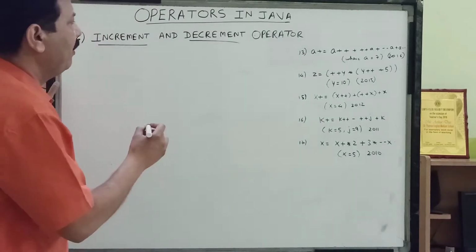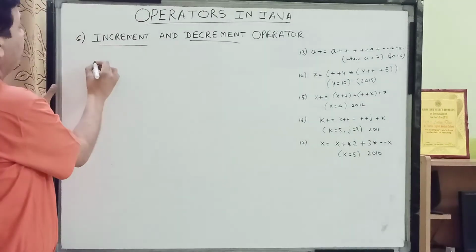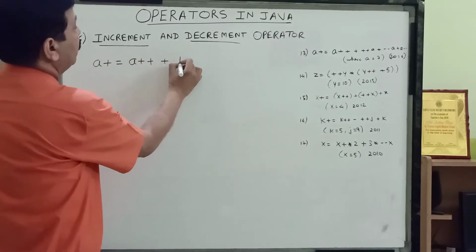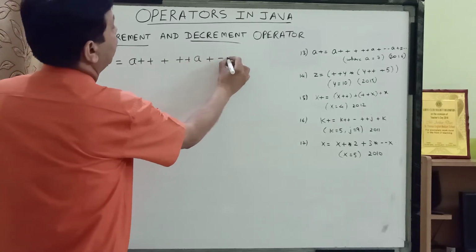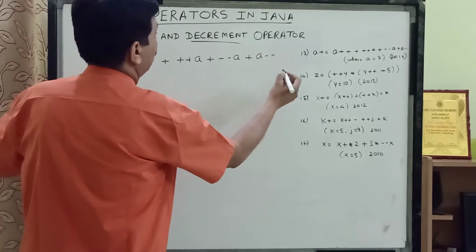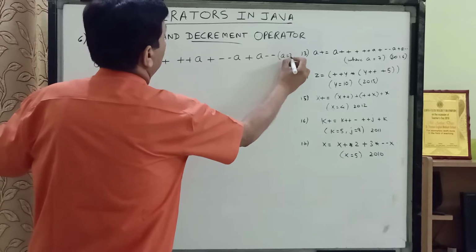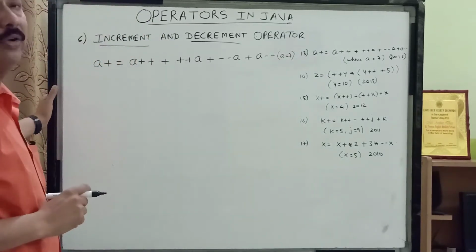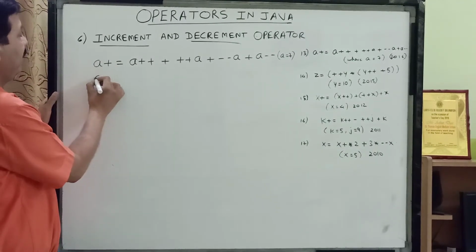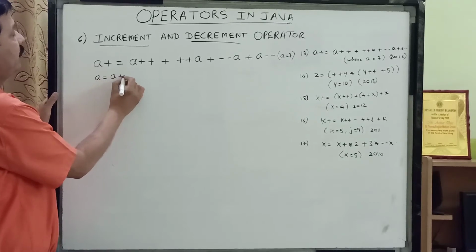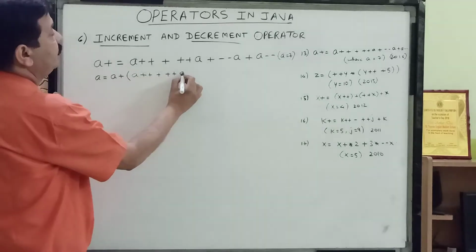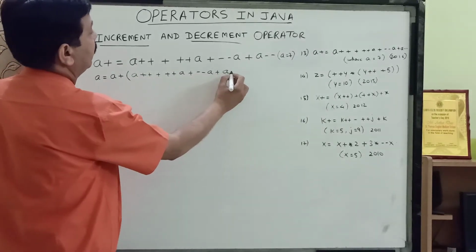The first question which we have to do is this one, that is a += a++ + ++a + --a + a--, where a is equal to 7. This question was asked in 2016. Again, a Java shorthand is given, so we'll write this equation as a = a + a++ + ++a + --a + a--.